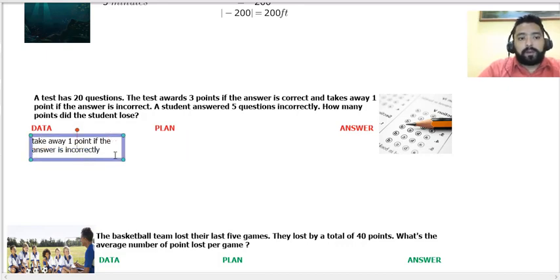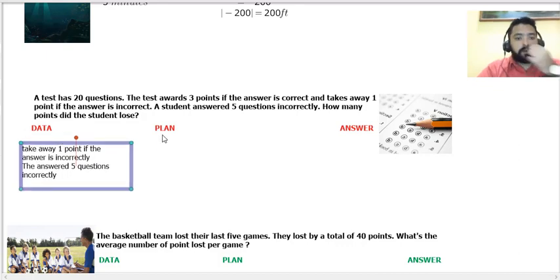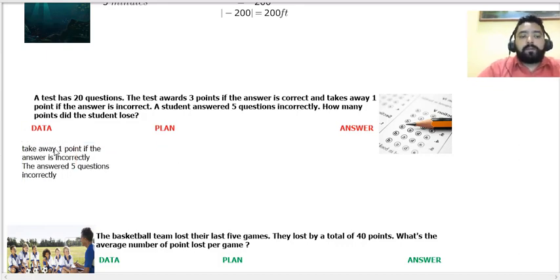And then the students answer 5 questions. So it's another data that we have. The student answered 5 questions incorrectly. So that means we have to try to find how many points these students lost. So how are we going to do that? Take away 1 point if the answer is incorrect. And how many questions do these students have incorrect?